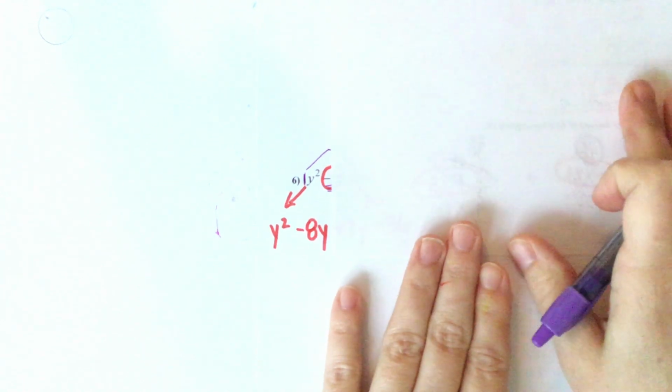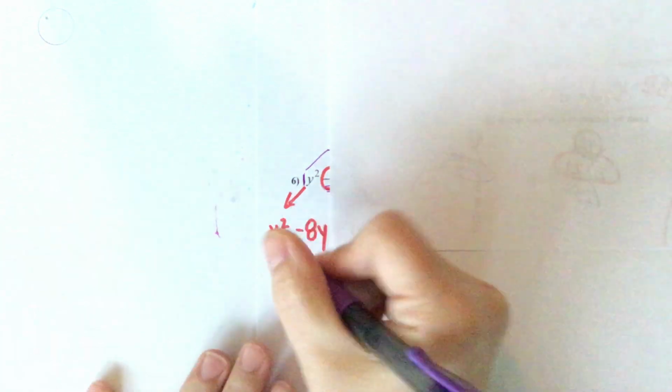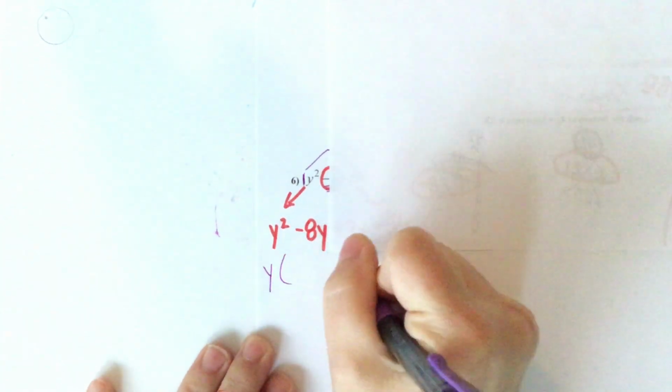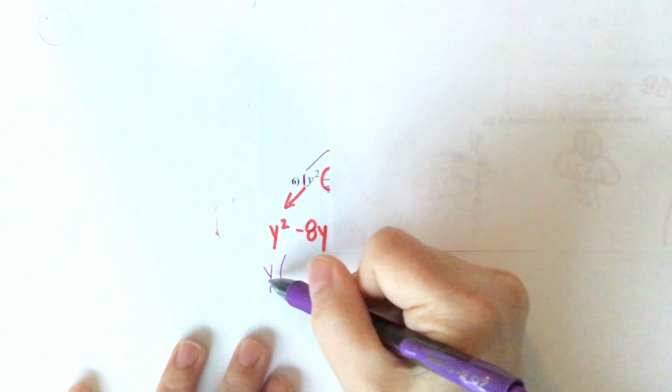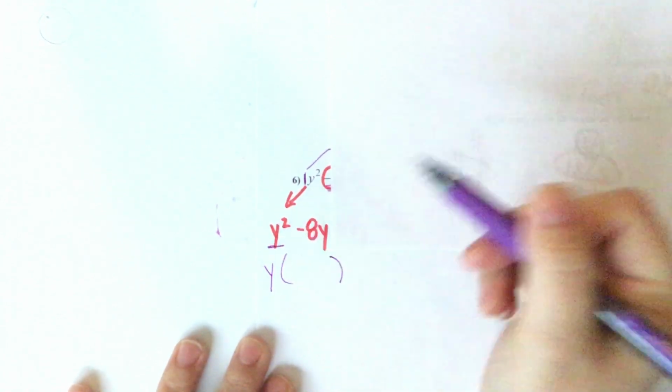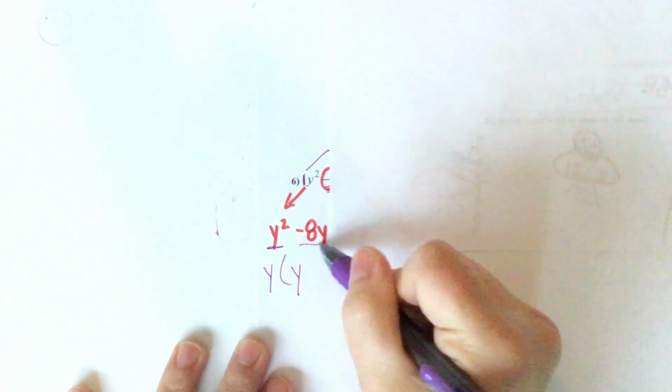So if I group together my front 2 terms, what's their GCF? A y. That's what they both have. Okay, build your parentheses. Now let's get it back. Y times what is y squared? Y. Y times what is -8y?